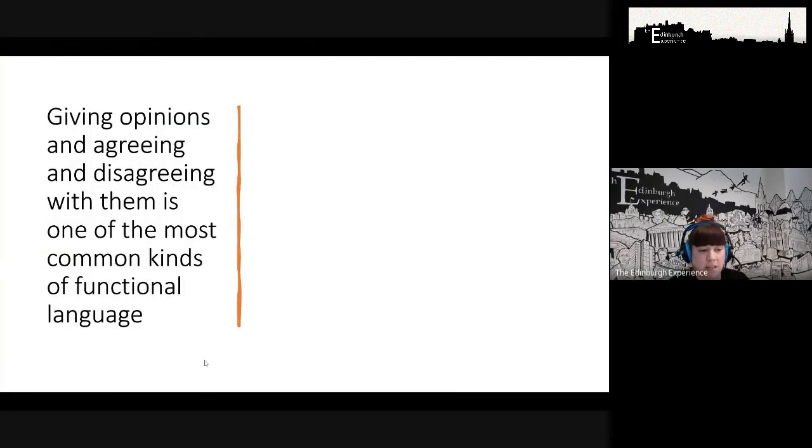So giving opinions, agreeing and disagreeing with those opinions is one of the most common kinds of functional language that we're going to get asked to produce, okay? We, of course, use it in a day-to-day situation, but I would say that the language that we use in real life is very different to the language that students quite often produce. So we're going to have a little think about that as well.